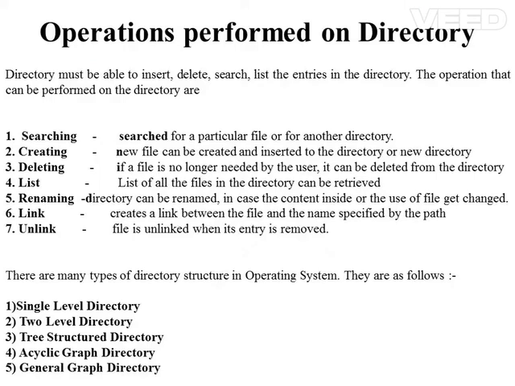The next one is what are the operations to be performed based on directory. We can do the operations searching, creating, deleting, listing, renaming, link and unlink of the file. So these are the operations we can perform based on directory, and we have many types of directory structure in operating system. These are the single level directory, two level directory, tree structure directory, acyclic graph directory, and general graph directory.